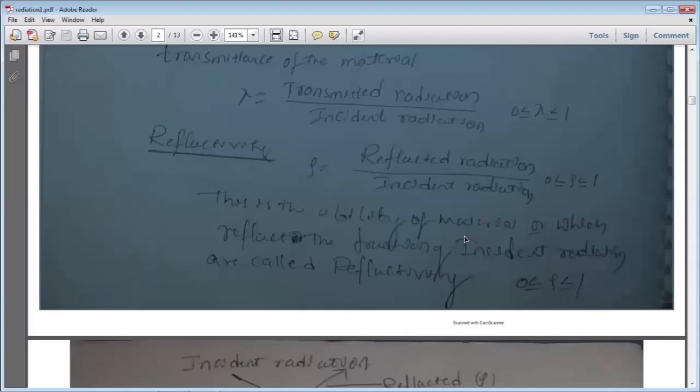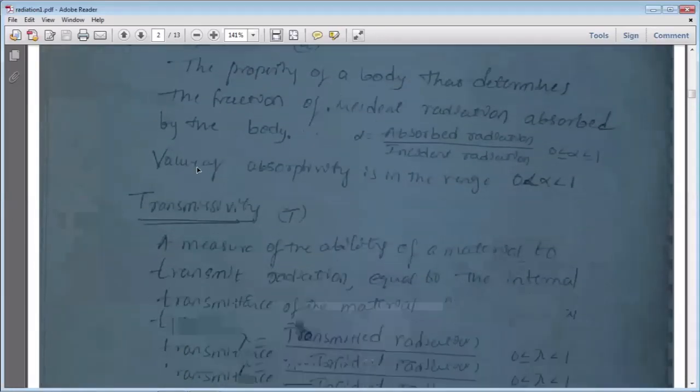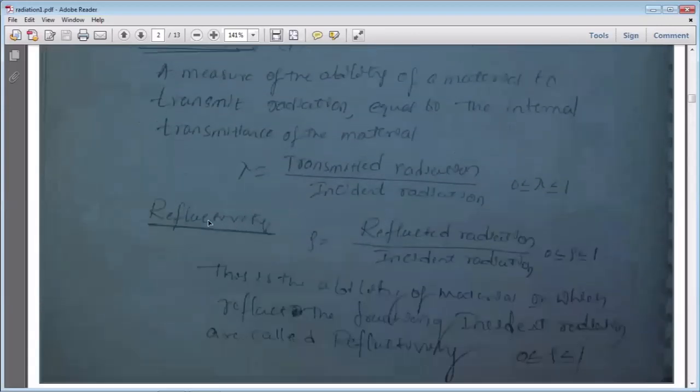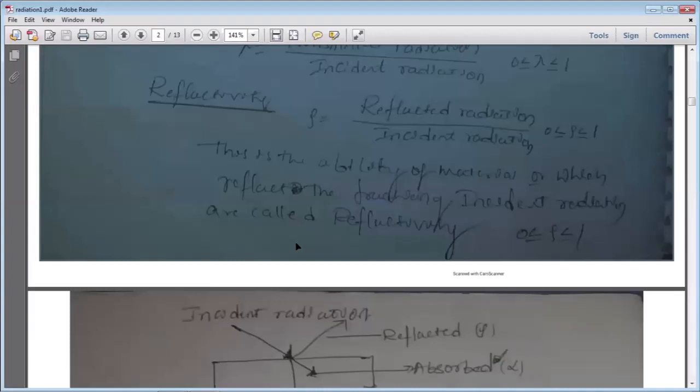So it is also less than 1. These values, 0 to 1, you should remember, in the case of absorptivity, transmittivity, and reflectivity. So they may ask the definition: what is the transmittivity, reflectivity, and what is the absorptivity. So they may ask that.